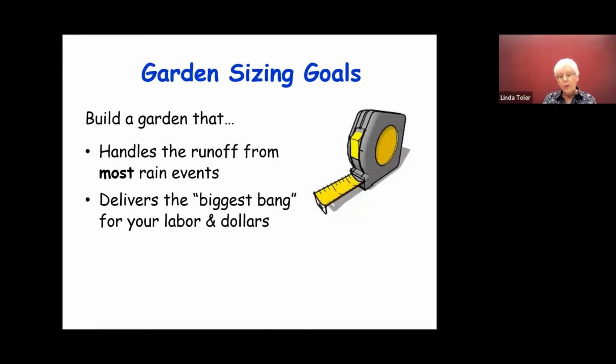So after you determine where your garden should be located, the next thing you need to figure out is how big do you have to make it? Because you want to make it big enough to handle the runoff from most rain events, but you don't want to oversize it. So you spend a lot of money and effort on a large garden that really isn't needed.